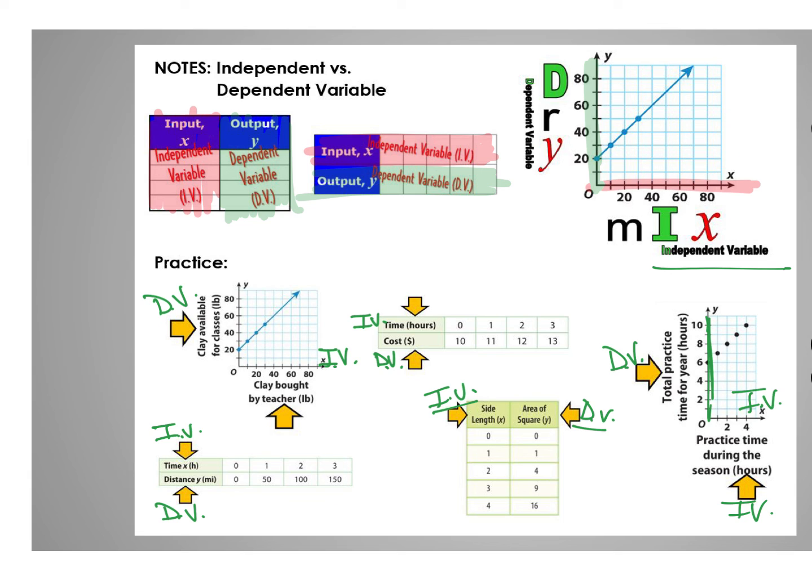Okay, so on your assignment today, you're just going to look at a bunch of pictures and you're going to tell me which one is the independent and which one is the dependent. And remember your IV, dV.